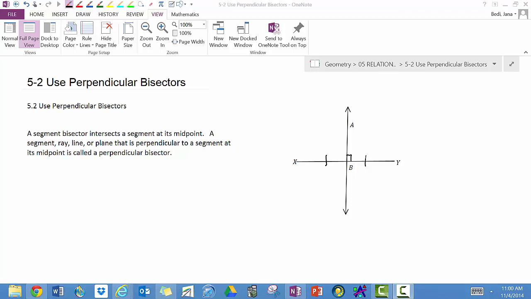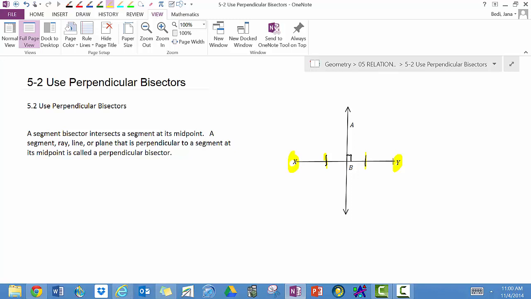So over on the right here, you see that segment XY is being bisected by line AB. It is creating two congruent segments, and the segments are XB and BY.